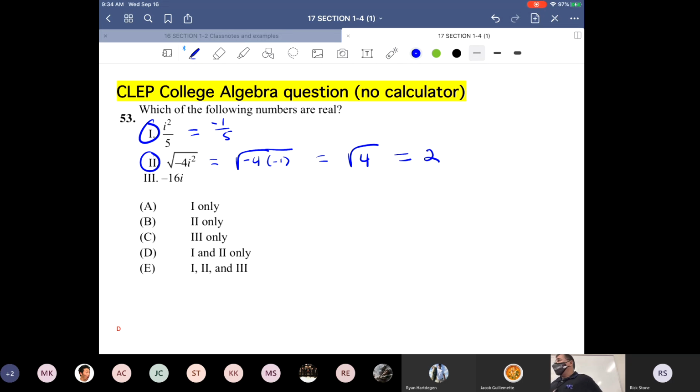Negative 16i. Can I simplify that any? Is it real? How do I know it's not real? It has an i left in it. Can't get rid of the i, right? So our answer is D, only Roman numeral 1 and Roman numeral 2. Y'all with me? Not bad?